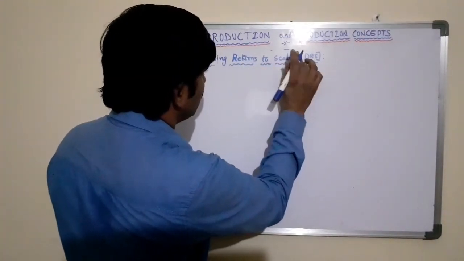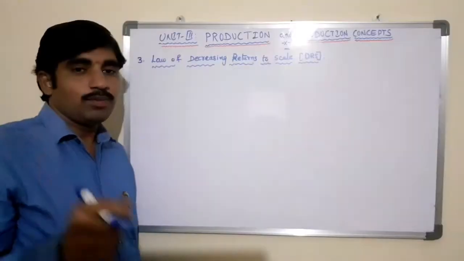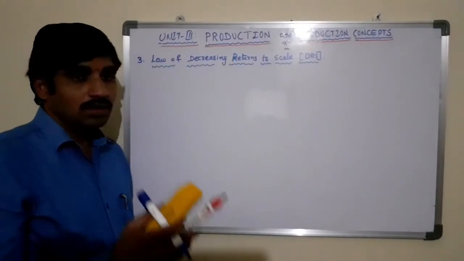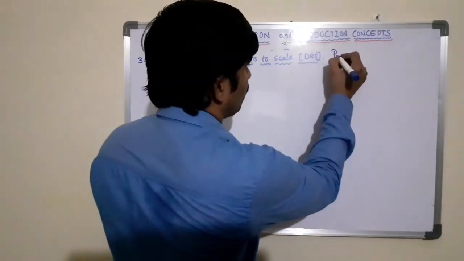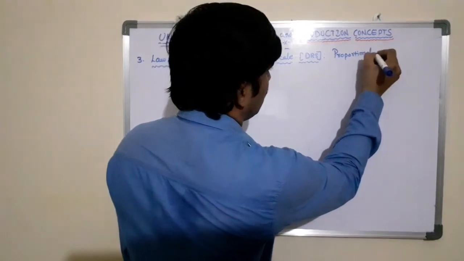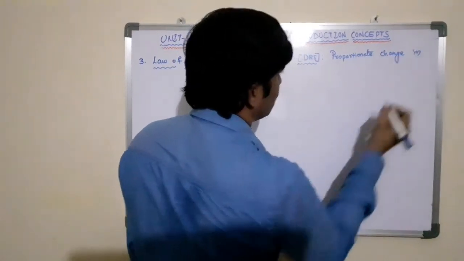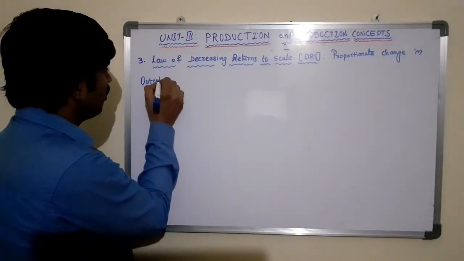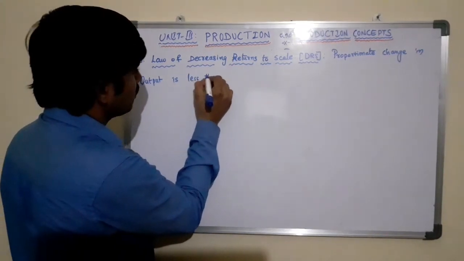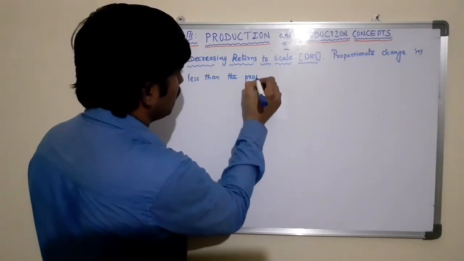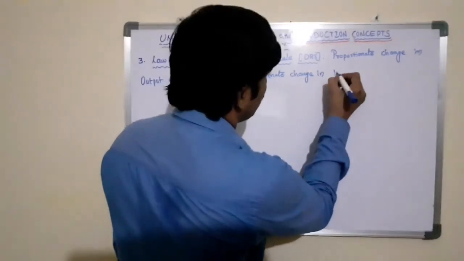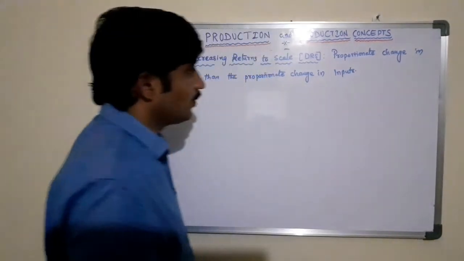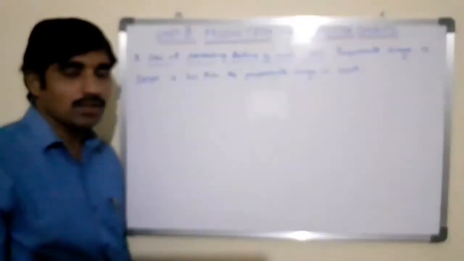What is the law of this? Decreasing returns to scale means here the proportionate change in the quantity of output is less than the proportionate change in the quantity of inputs introduced in the production process. That is, the proportionate change in output is less than the proportionate change in inputs introduced in the production process, which is known as the law of decreasing returns to scale.